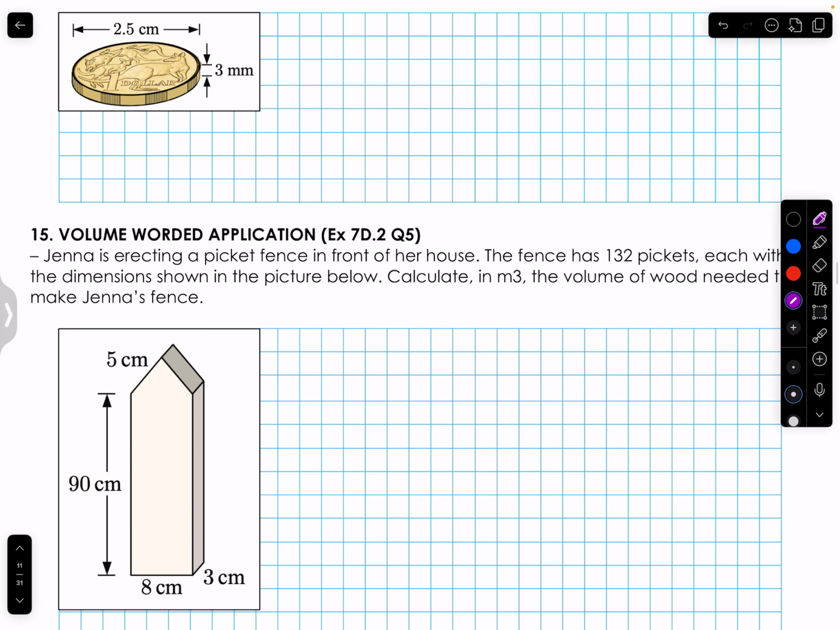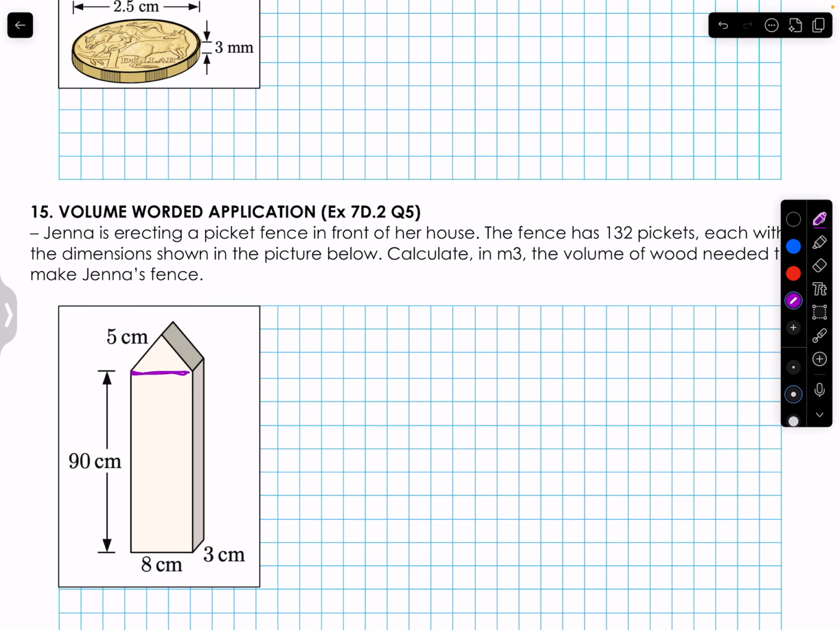This one, a little tricky. You've got a triangle up the top. So find the area of that first, then find the area of the rectangle below. So 1 and 2. Add them together to get the area of the house shape at the end, which is equal to area of 1 plus area of 2. Find that. And that's going to be in square centimeters. And then the volume of the picket fence, one piece of it, is going to be the area of one little house shape times the depth, which is the 3 centimeters. So that's going to be something cubic centimeters.